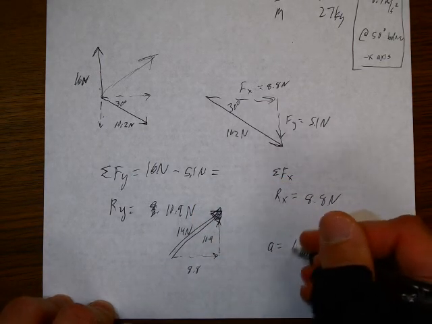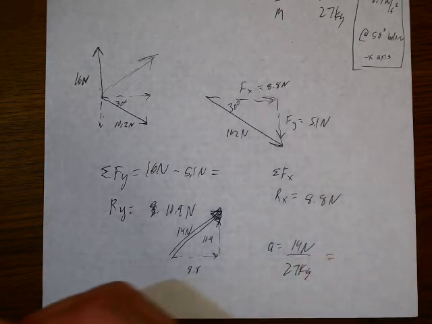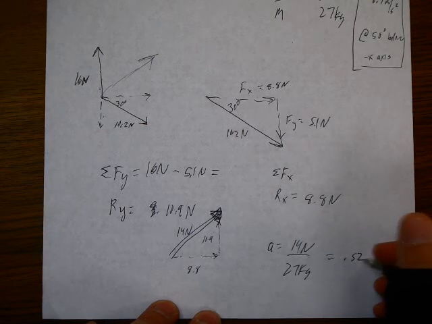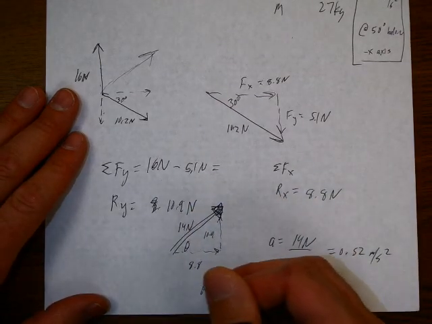So the acceleration is 14 newtons divided by the same 27 kilograms. Getting 0.52 meters per second squared. And we still need an angle here, which I didn't figure out.